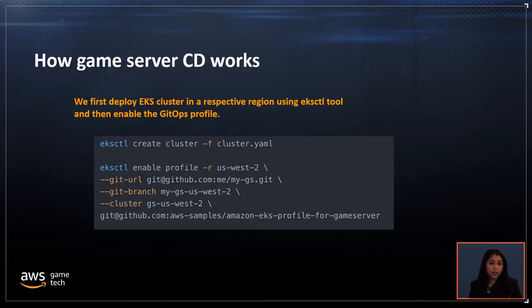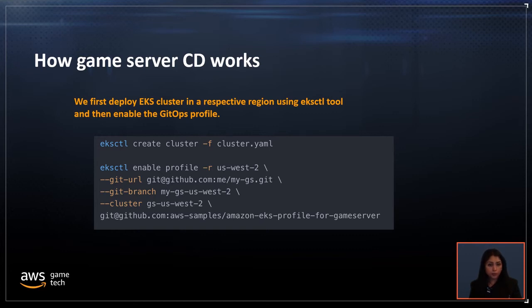Now, first we deploy the EKS cluster using the eksctl tool. That is the EKS cluster that hosts the dedicated game server, which we mentioned in the game architecture diagram. Now, the next step is to enable the GitOps profile.